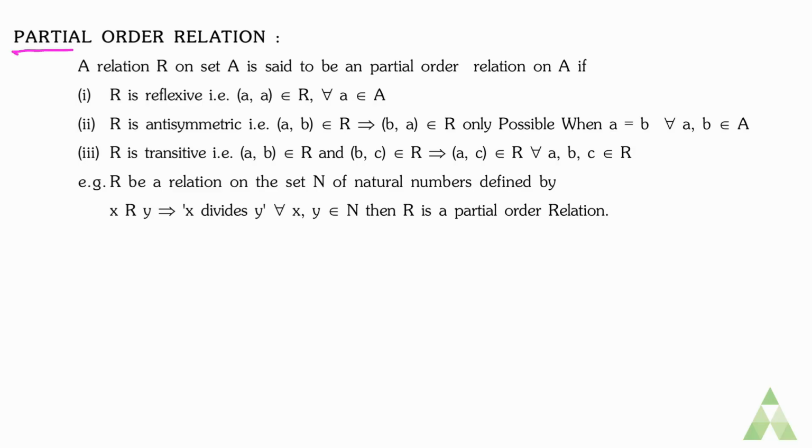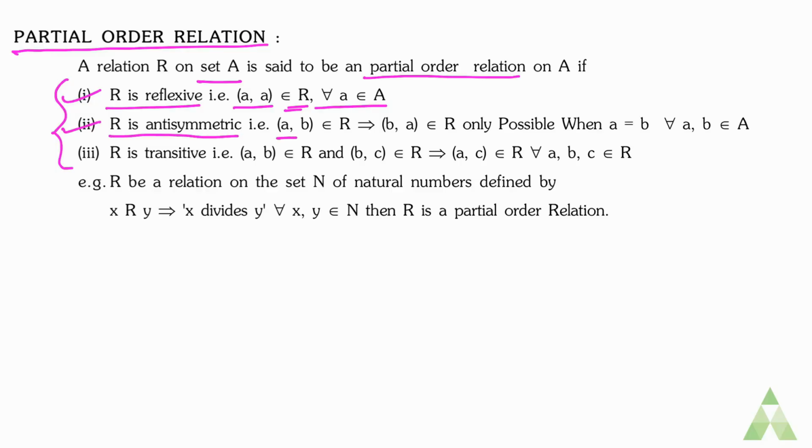Next is our partial order relation. केते बेले गोटे relation को आमे partial order relation कहि थाउ. A relation R on set A is said to be a partial order relation on A if it satisfies the following criteria. First one is R is reflexive. That means ordered pair A A belongs to R for all A belongs to set A. Second is R is anti-symmetric.